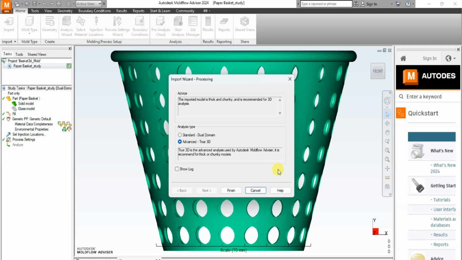Okay, so that has been completed. That process is done. Now look at the advice this is giving. It says the imported model is thick and chunky. It is recommended for 3D analysis. You can see, just like what I told you earlier.